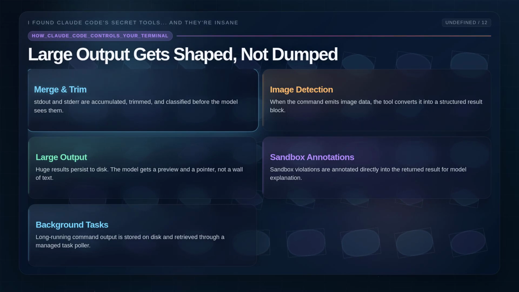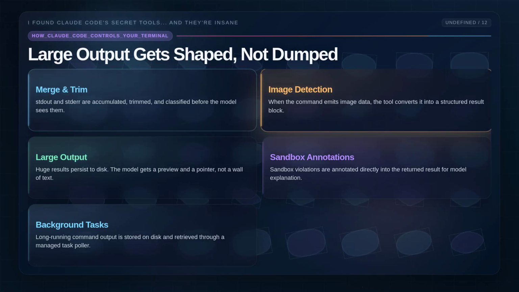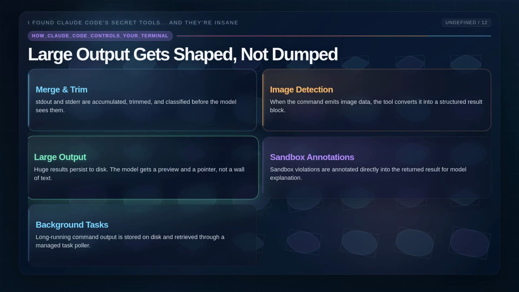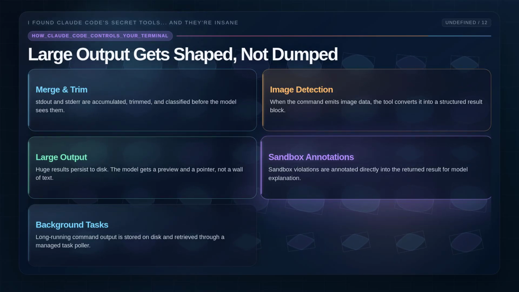Another reason BashTool feels usable is the return path. The tool accumulates output, trims it, and can even detect when the command emitted image data. Large outputs do not just explode into the conversation. If the tool sees an output file path and the content is large enough, it persists the full result to disk, keeps a preview for the model, and returns a pointer-friendly message instead of forcing the agent to reason over everything. That matters a lot in big repos where ripgrep or generated output can get noisy fast.